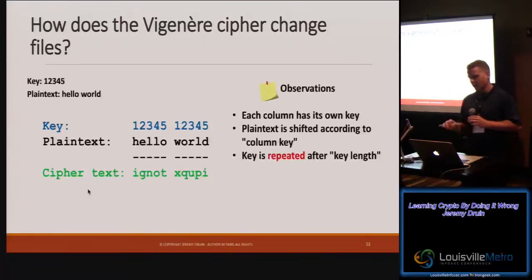So just as a reminder, recall that the Vigenère cipher had a different key for each letter, but remember how the key repeated.